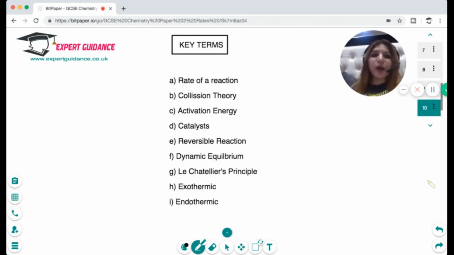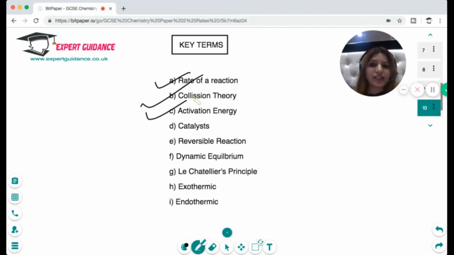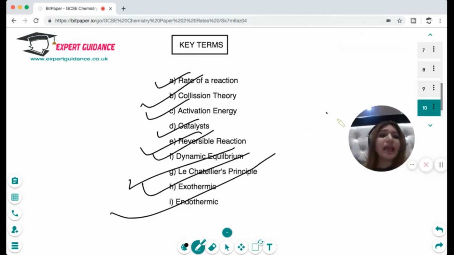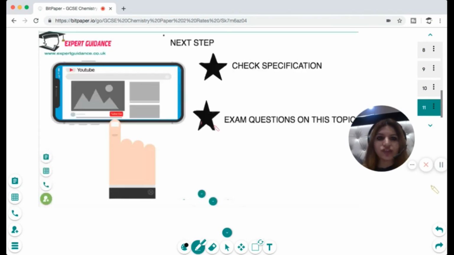Okay, so I hope all these effects of equilibrium and rates of the reactions are clear to you. Now you should be able to define rate of reaction, collision theory, activation energy, catalyst, reversible reaction, dynamic equilibrium, Le Chatelier's principle, exothermic, and endothermic. Okay, pause this video, have a go at these answers. If you still cannot answer them, go back, watch the video again. All these answers can be found on my website.